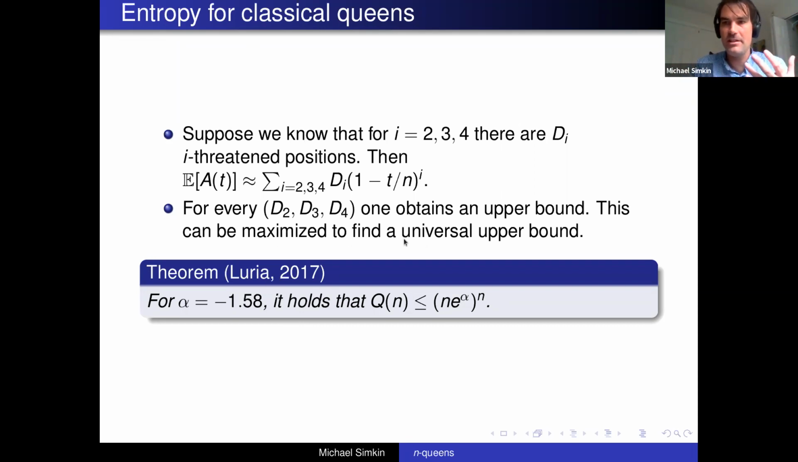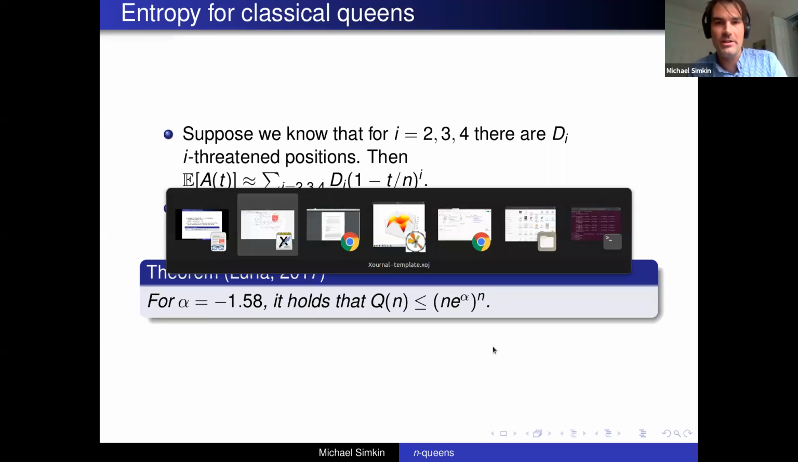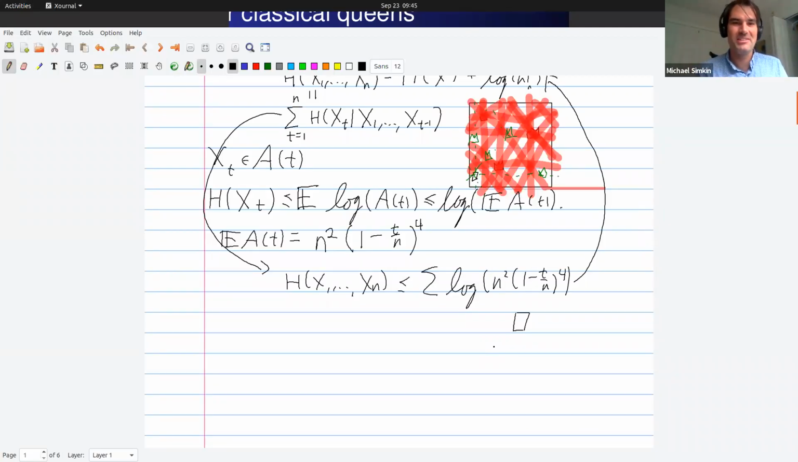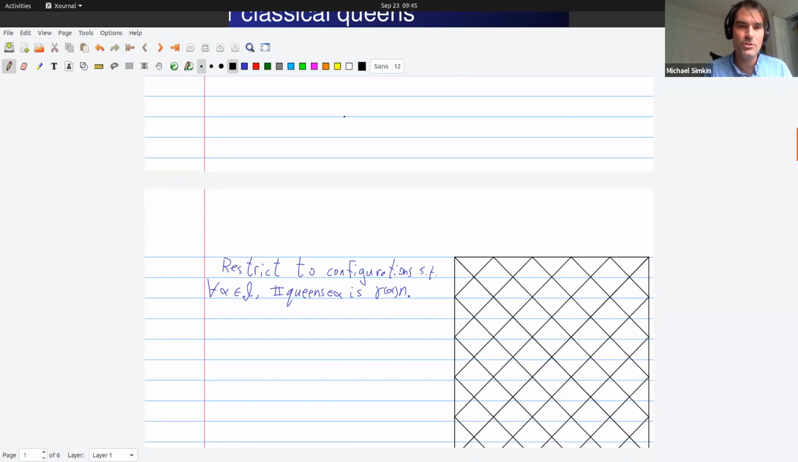And this is kind of the idea he used, but it turns out that this bound is still not tight. So you need an additional idea in order to really understand actual n Queens configurations. So here it is. This is going to be the final ingredient that you need to understand these things.